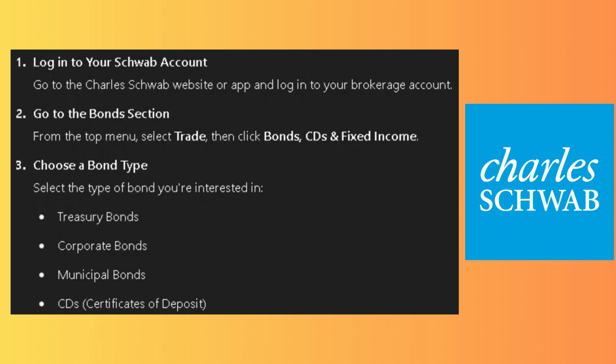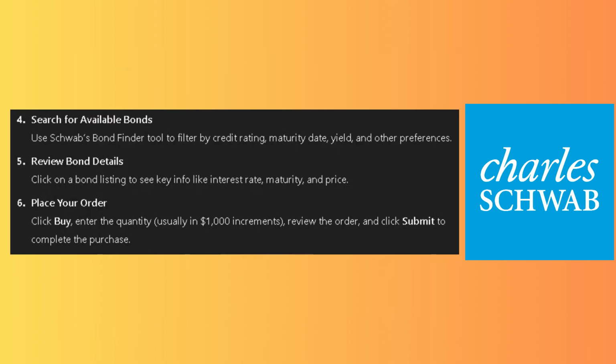Choose a bond type. Select the type of bond that you are interested in. This could be a corporate bond, a municipal bond, treasury bonds or CD bonds, so certificate of deposit. Search for the available bond. Use the Schwab Bond Finder tool to filter by credit rating, maturity date, yield and other preferences.